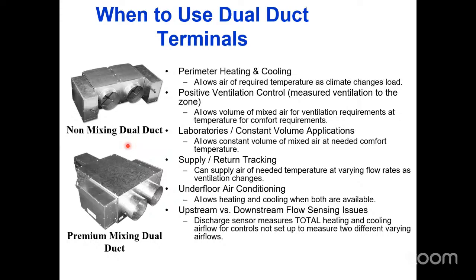Dual duct, also super rare. What this does is you have a cooling air handler and a heating air handler, or you have a special air handler that has both a cooling deck and a heating deck at the same time. And you run two ducts throughout the whole building, one with hot air and one with cold air. And then you mix them at the zone to provide them to your diffusers. It provides absolutely excellent, perfect temperature control. You literally mix hot and cold air to get the exact temperature you want.